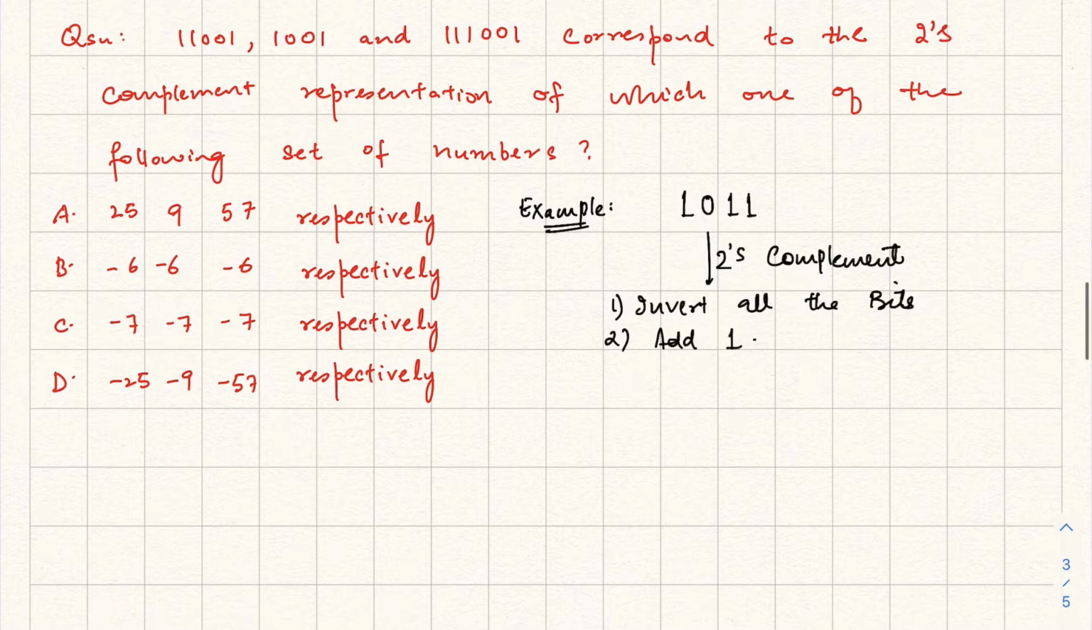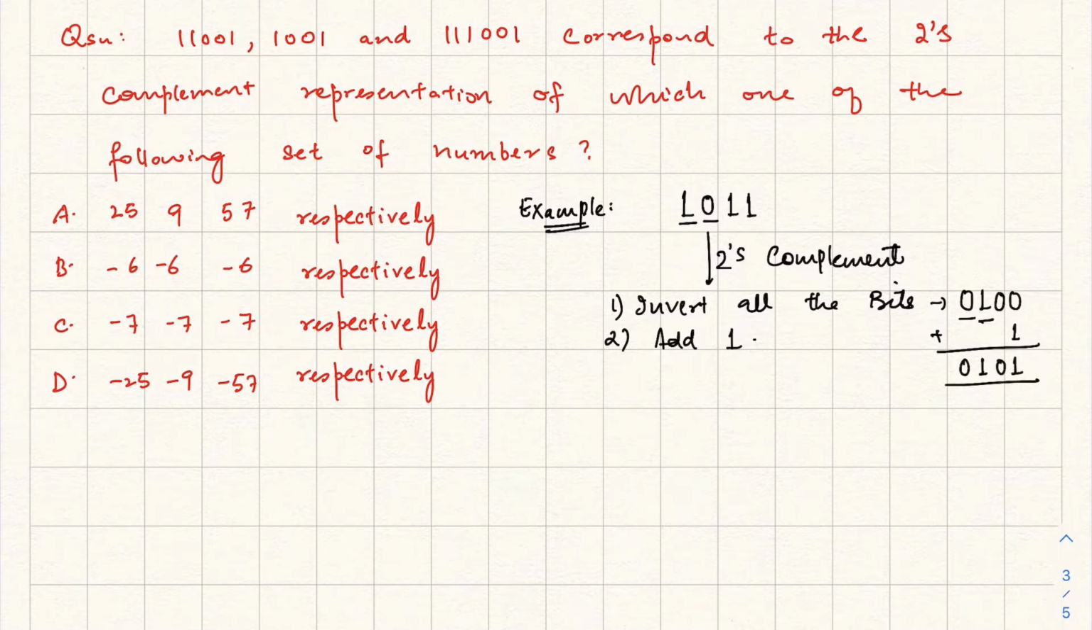If we invert all the bits of 1011, it changes to 0100. All the bits have been interchanged, so 1 has become 0, 0 has become 1, and so on. Now we have to add 1 to it, so it will be 0101. So the 2's complement of the number 1011 is 0101, right?